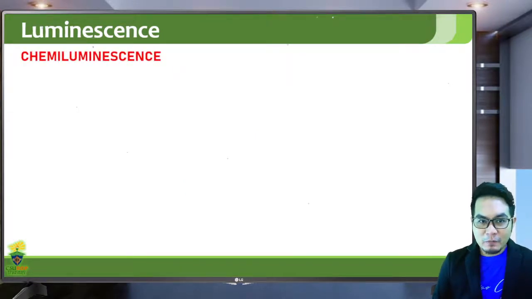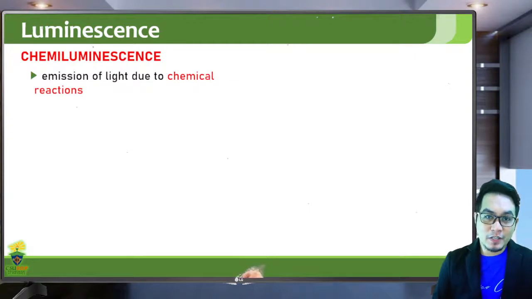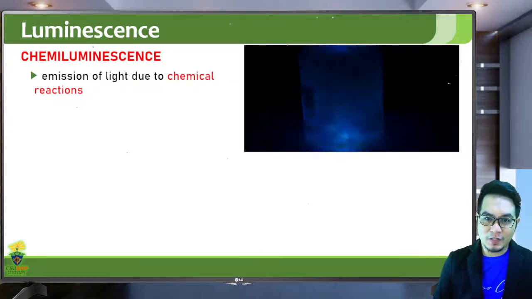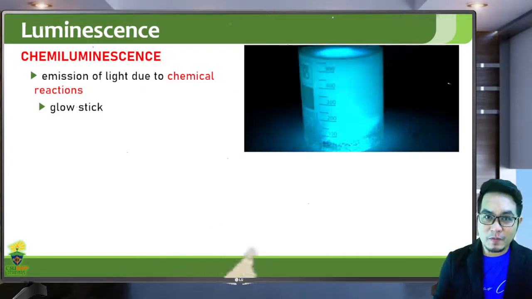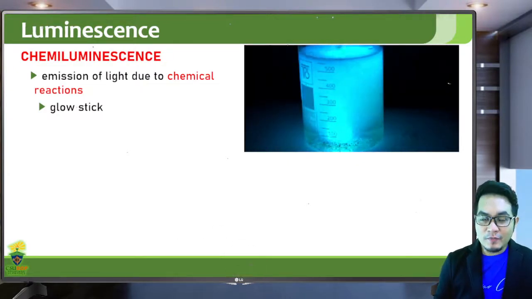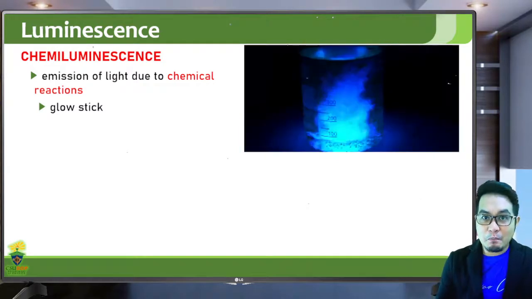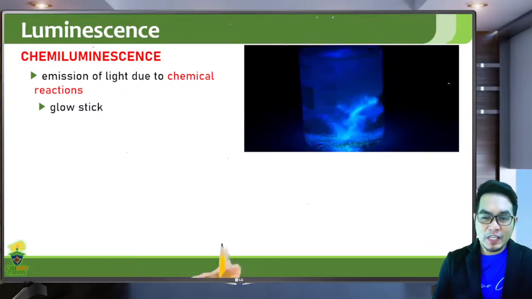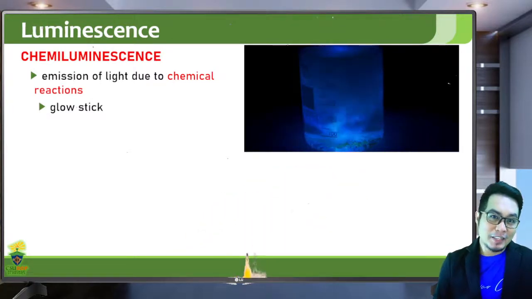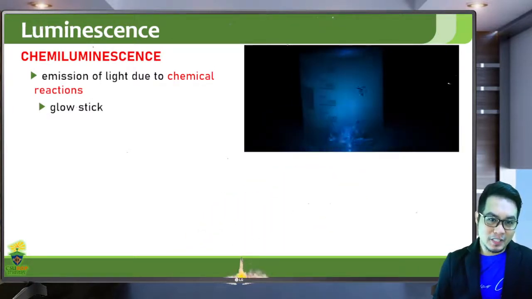Another type of luminescence is chemiluminescence, the emission of light due to chemical reactions. An example of this is the glow stick. In a glow stick, there are actually two separate types of chemicals. When you break the glow stick, you mix these chemicals, and this mix creates a chemical reaction which leads to the emission of light via chemiluminescence.